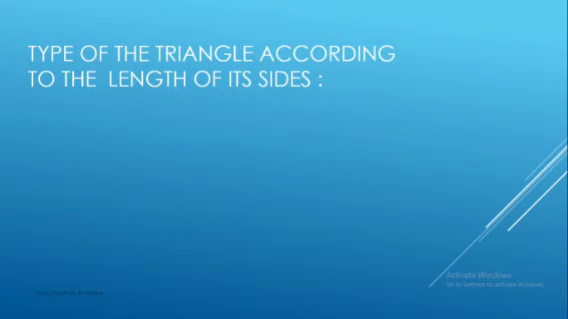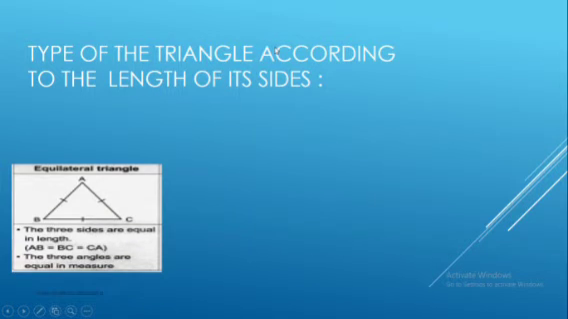Type of the triangle according to the length of its sides. The first type, equilateral triangle. The 3 sides are equal in length: AB equals BC equals CA. The 3 angles are equal in measure.